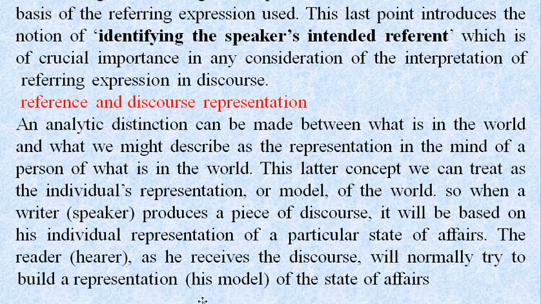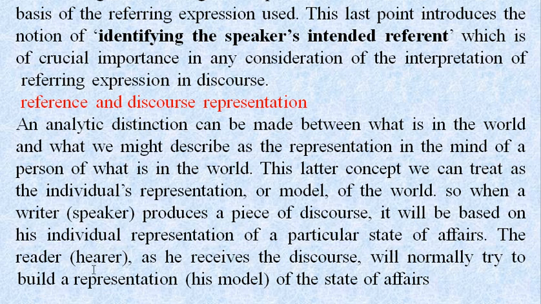An analytic distinction can be made between what is in the world and what we might describe as the representation in the mind of a person of what is in the world. These latter concepts we can treat as the individual's representation or model of the world. So when a writer, for example, or a speaker produces a piece of discourse, it will be based on his individual representation of a particular state of affairs. The reader or hearer, as he receives the discourse, will normally try to build a representation, his model of the state of affairs. You see here, first, the speaker or writer produces a piece of discourse based on his or her individual representation.